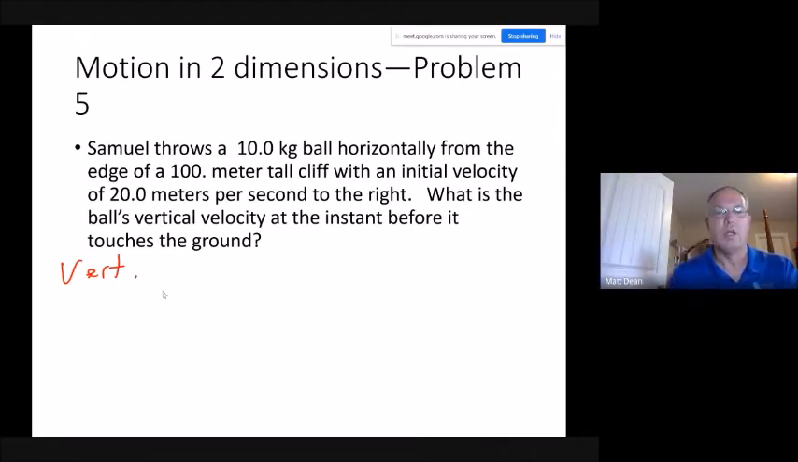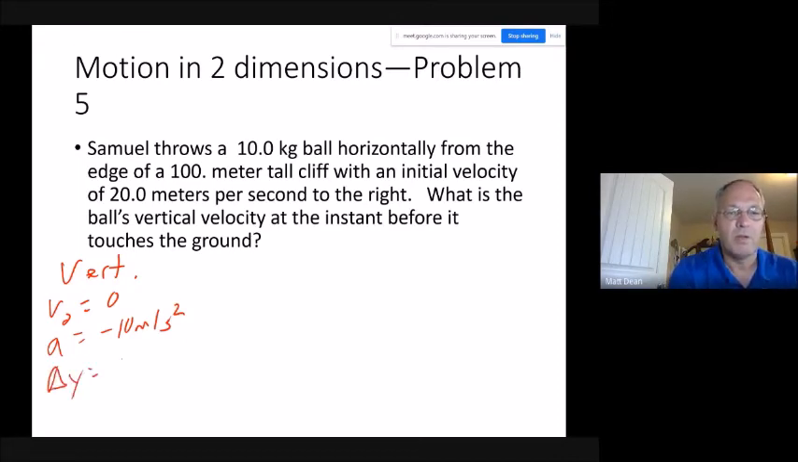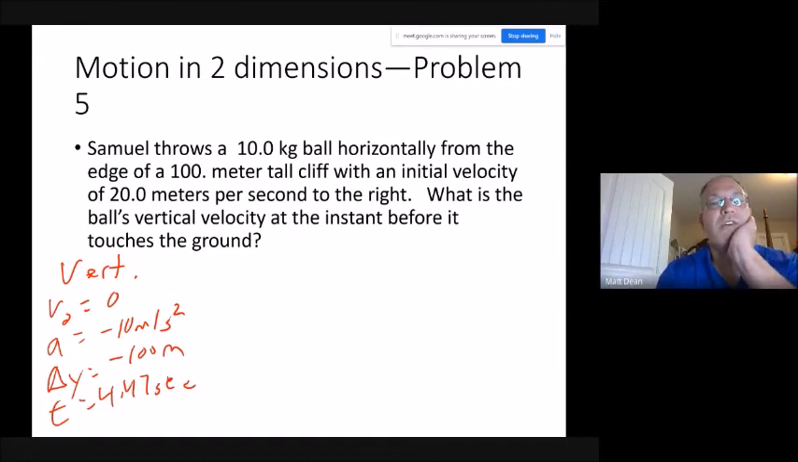Okay, yes. All right, so vertically, here's what we know. We know our initial vertical velocity, 0. Our acceleration due to gravity, -10 meters per second squared. We know our vertical displacement, -100 meters. And we know the time in the air was 4.47 seconds. We're trying to find how fast this ball was going the instant before it touched the ground.